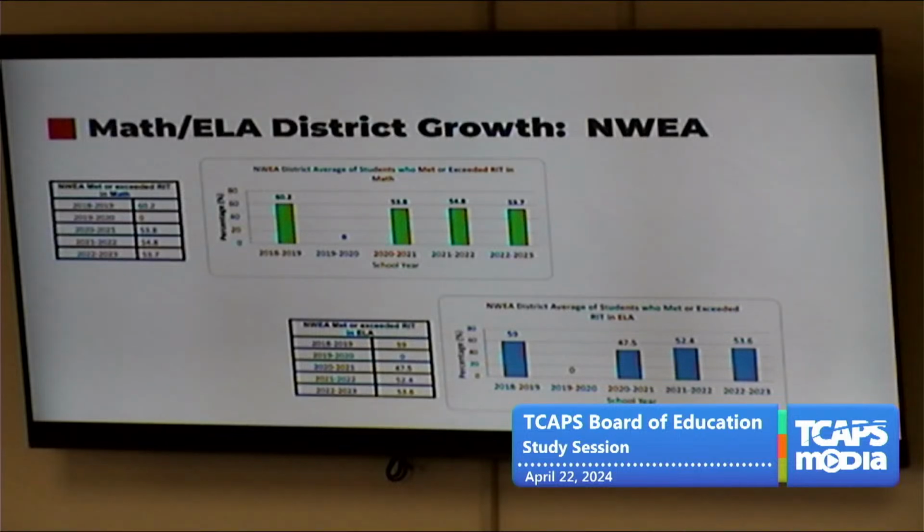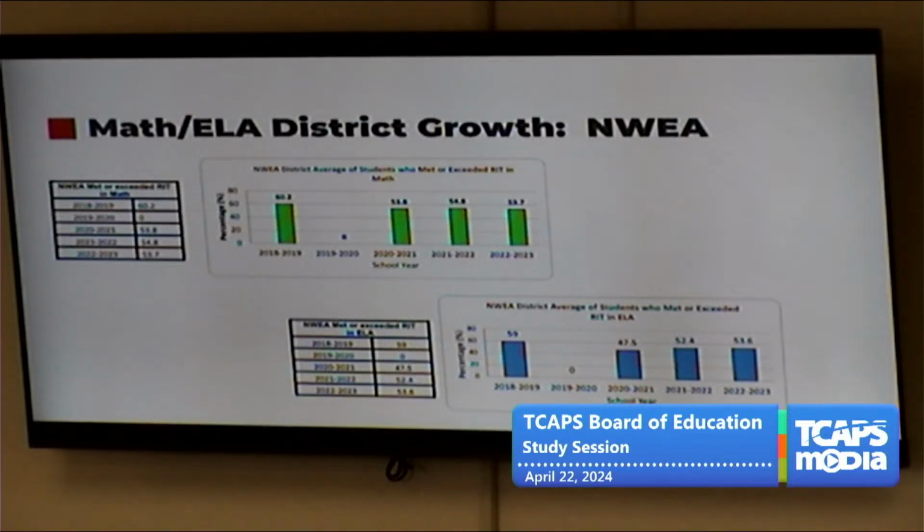And so on the math, the top graphs, you'll see in 2018-19, that was at 60% of our students meeting or exceeding their projected growth. And then coming back from COVID, we saw that drop to 53.8%, jump up to 54.8%, and then drop back down to 53.7%. So again, not back at that level that we would hope for, and also remaining relatively static in terms of percentage of kids meeting the projected growth.